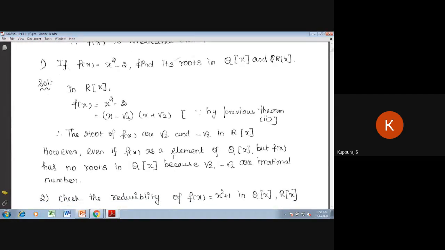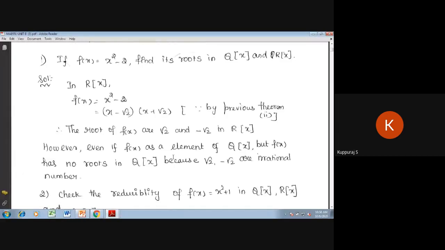Are you able to get the points of reducible and irreducible? The roots are plus or minus root 2, which belong to the set of all irrationals. So the roots do not belong to the rational polynomial Q of x. Therefore, the given polynomial is irreducible over Q of x. But plus or minus root 2 belongs to the set of all reals. Therefore, the given polynomial is reducible over R of x.